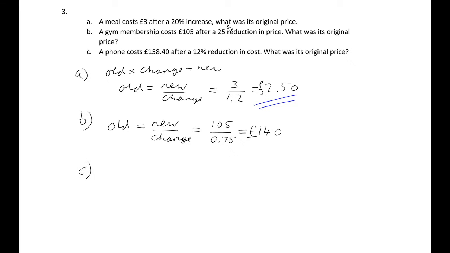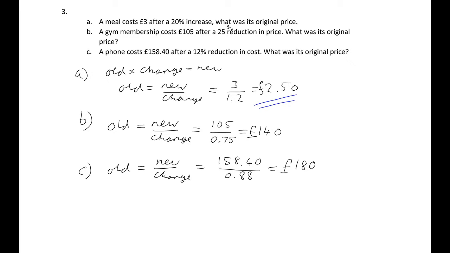Part C. A phone costs £158.40 after a 12% reduction. So this is our new price, and this is our change, 12% reduction. So again, we have old equals new over change, equals 158.40 over change. So it's 100 minus 12, which is 88%, which is 0.88. And when we do that, we get £180.